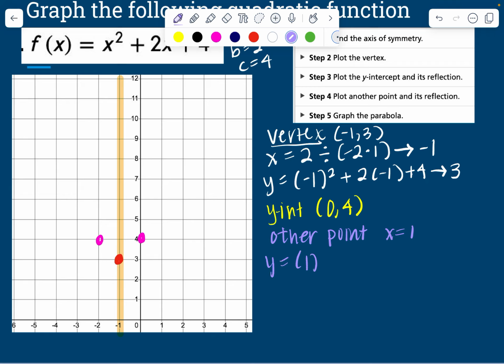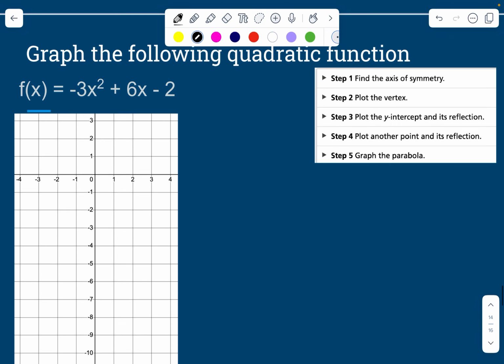So plug that into my equation. 1 squared plus 2 times 1 plus 4. That gives me a y value of 7. So my other point then is at 1, 7. That's 2 away from my line, so I'm going to go 2 on the other side of my line. Now I have my 5 points. I'm going to connect those. Don't forget the arrows because it goes on forever in the positive direction. Let's look at one more like this.